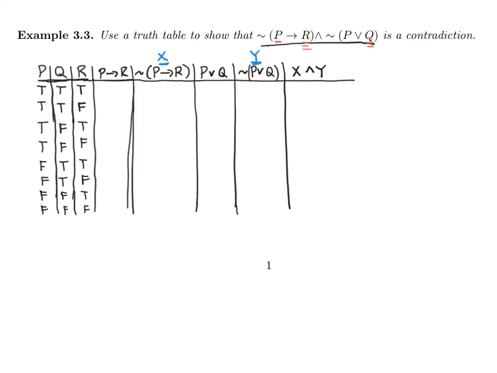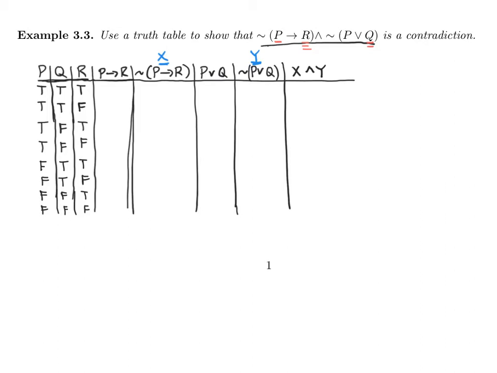So maybe pause the video here and try to fill in the truth table. We know how to do implications, we know how to do negations, we know how to do ors, we know how to do ands. So see if you can figure this out. Okay, now that we're back, let's do these.